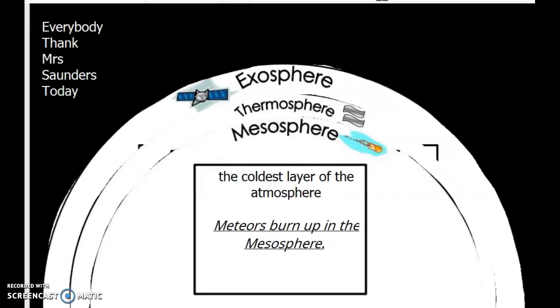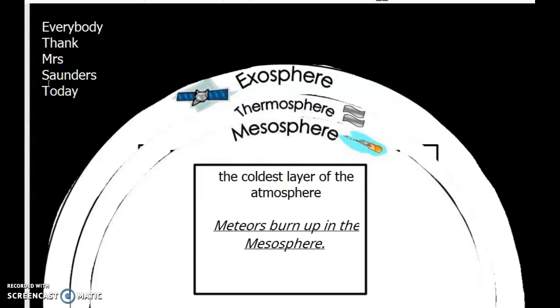All right, so everybody, exosphere, thank goodness, thank starts with a TH and so does thermosphere. M stands for the mesosphere. I have a layer coming up next, Kaylee. I know it starts with an S because everybody thank Mrs. Saunders. What layer should I be cutting out of my packet next?